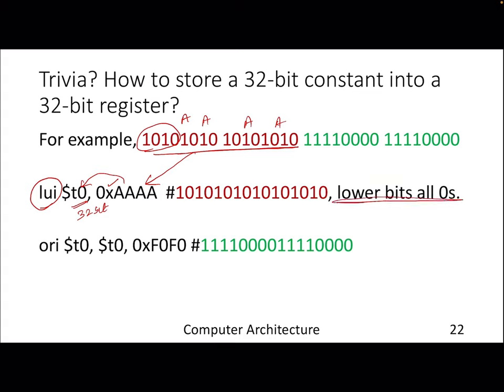Then we need to perform an OR of the existing content of T0 with the lower 16 bits of the constant. In this case, the constant will be F0 and F0 in the hexadecimal format. So you do an OR with the existing content of T0 to get the final 32 bit constant, right? This is the way we can store a 32 bit constant in a 32 bit register using instructions that operate on 16 bit constants.